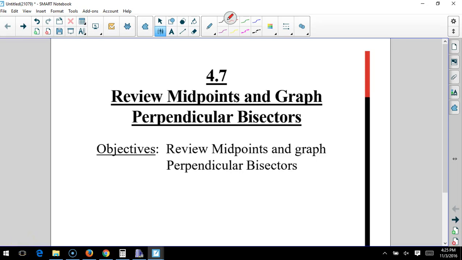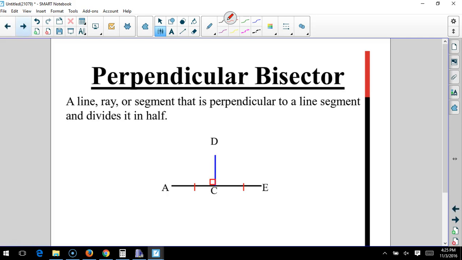3.7, reviewing midpoints and graphing perpendicular bisectors. So what is a perpendicular bisector? Once again, it is a line, ray, or segment that is perpendicular to a line segment and divides it in half. So the two key points are 90 degrees and the equal sections, cutting AE in half.